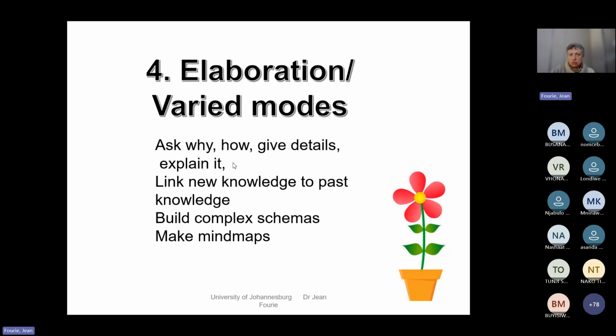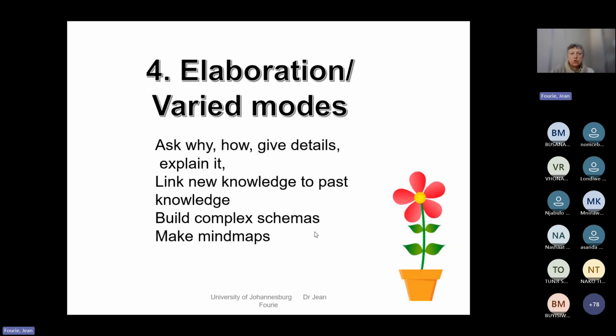So we will ask people, why are we doing this particular thing? How does it have relevance? Give some details, explain it to somebody else, link the new knowledge to past knowledge. If you go back to the work of Jean Piaget, where we spoke about schema as the neural networking in the brain, a way that we build constructs and concepts of the world around us, it works because we are linking the new things to past previous knowledge.